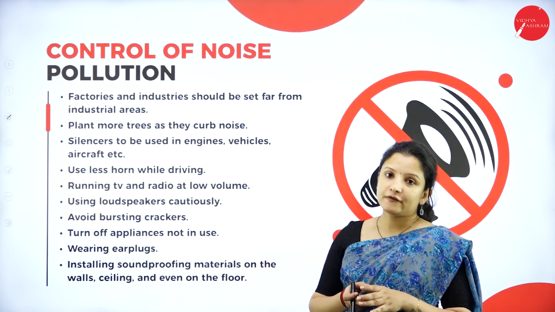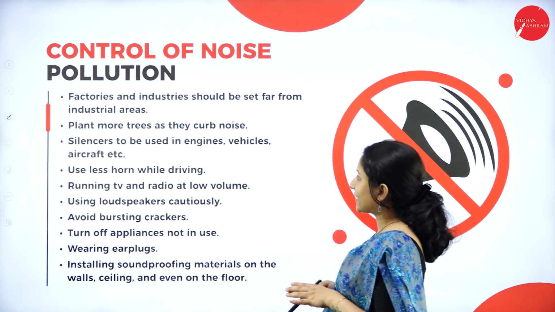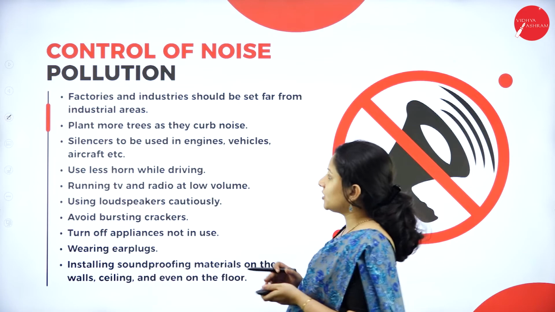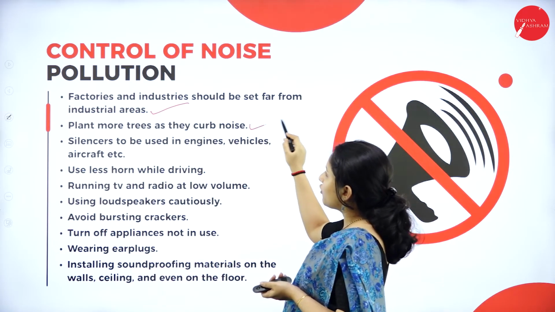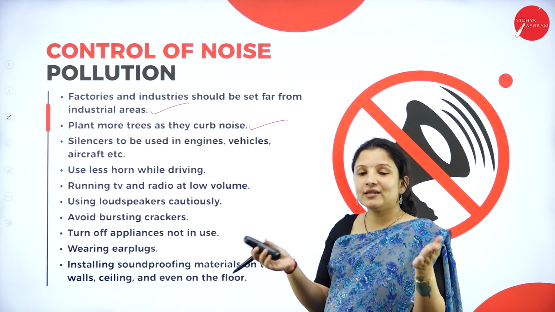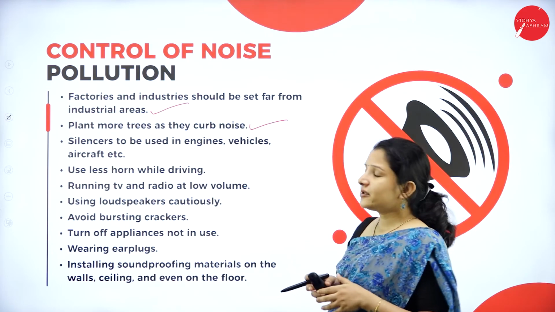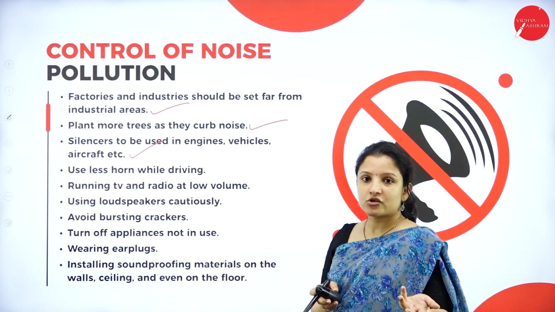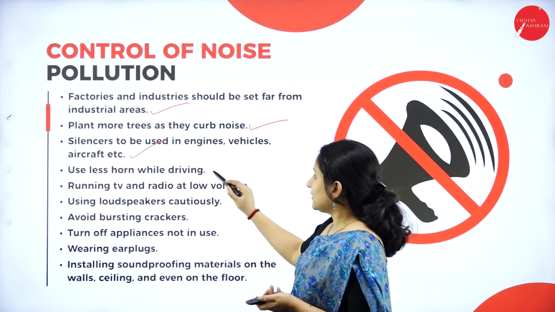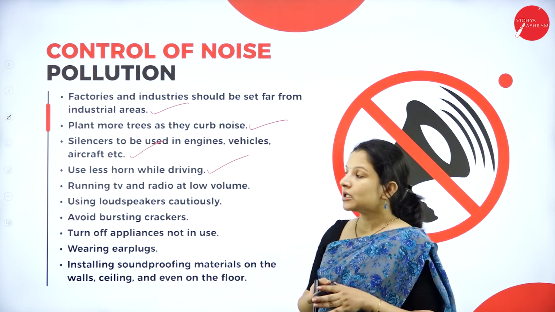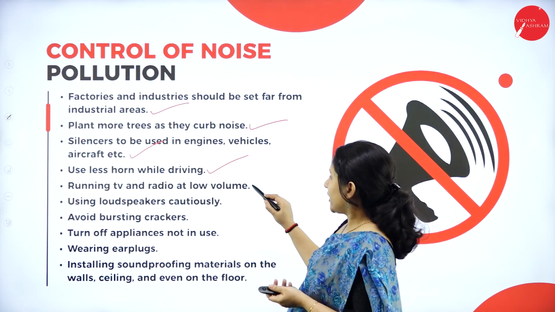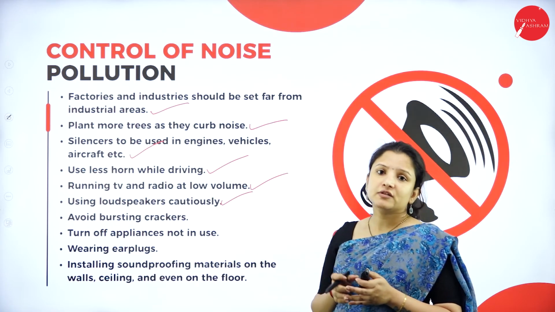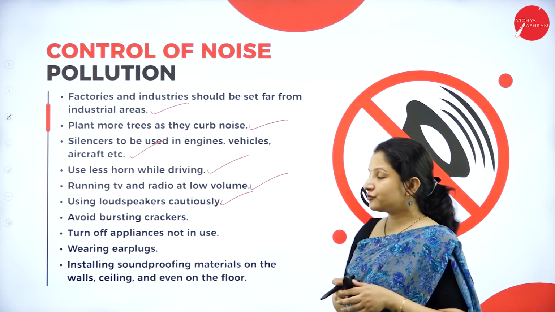Next, talking about control of noise pollution. Especially in industries and factories, we have to control noise pollution by setting industries and factories away from residential areas. And we have to plant more trees, because it is said that more trees will lessen the sound. So, plant more trees as they curb the noise. And in engines, especially in transportation engines, silencers should be used in vehicles, aircrafts, etc. Then stop honking too much unnecessarily while driving, run TV and radio at low volume, and use loudspeakers cautiously, wherein the decibel of the sound should be maintained so that it is not a problem to the hearing.